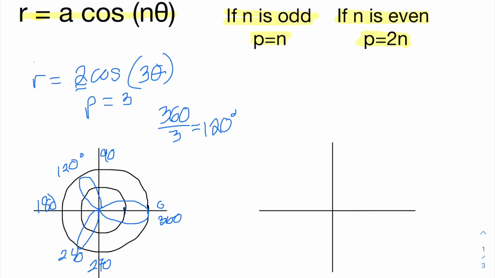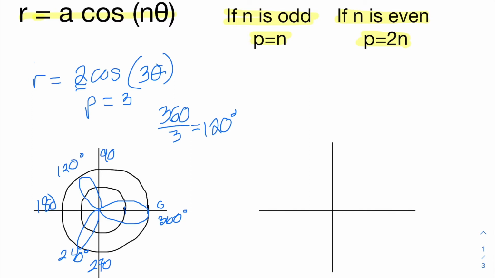And then that's it for my 3 petals. 240 plus 120 takes me back to 360. So that would be the graph for 2 cosine 3 theta. So when n is odd, then the number of petals that you have is going to be equal to n.